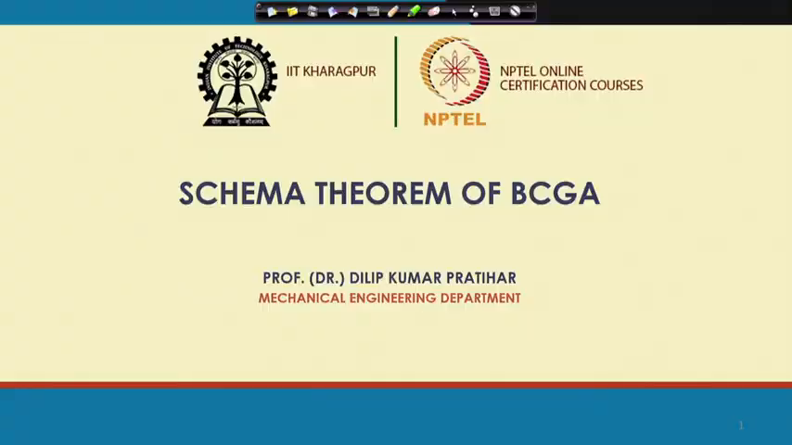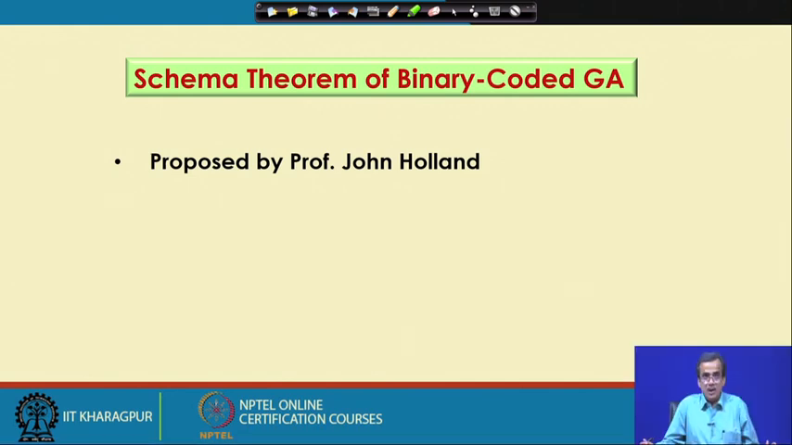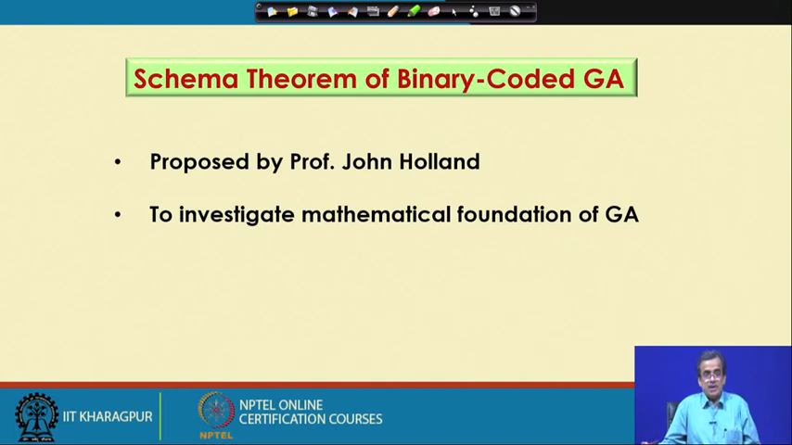Let us start with the schema theorem of binary coded GA, and this particular schema theorem is going to indirectly prove the convergence of the binary coded GA. Now, let us see the principle of this particular schema theorem. The concept was given by Professor John Holland, who introduced the binary coded GA. Here, as I told, the purpose is to investigate the mathematical foundation of this particular binary coded GA.